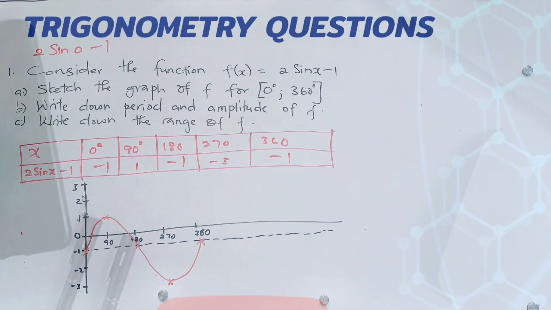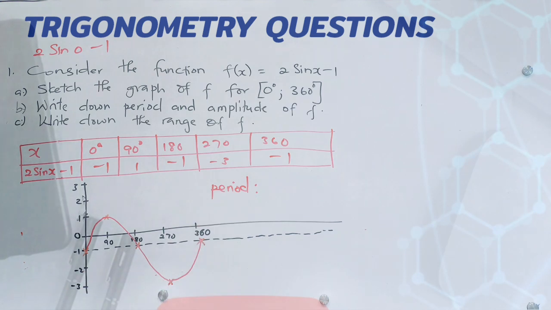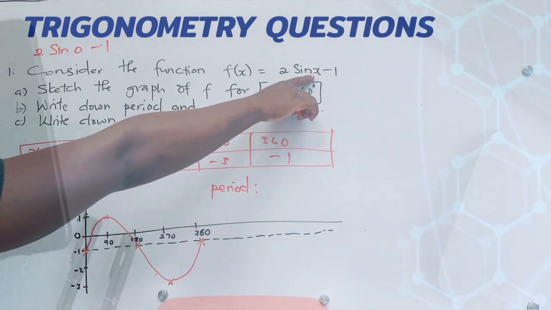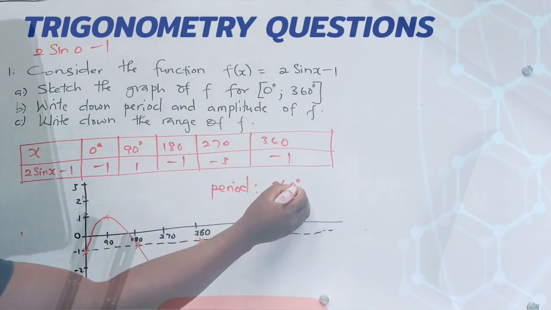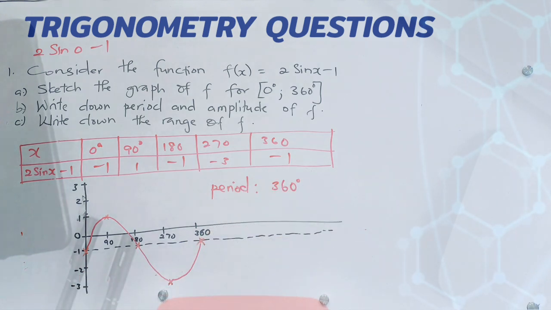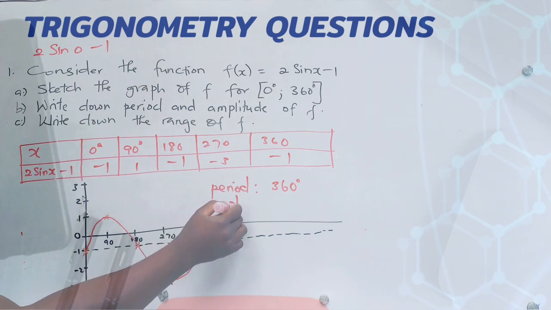Then the next question is asking, write down the period and amplitude of f. So our period here, you can see it takes how many degrees? Here we still have 360 to 0, so it takes 360 to complete our cycle. Or you can check the value of b, which is the coefficient of x, which is 1. So your period is 360 degrees divided by 1. You still get 360.